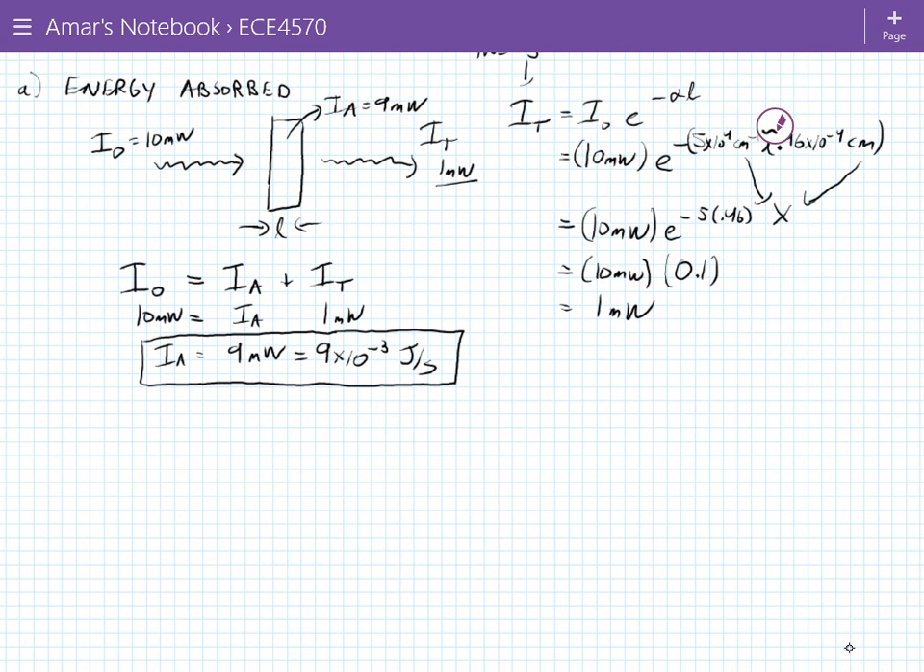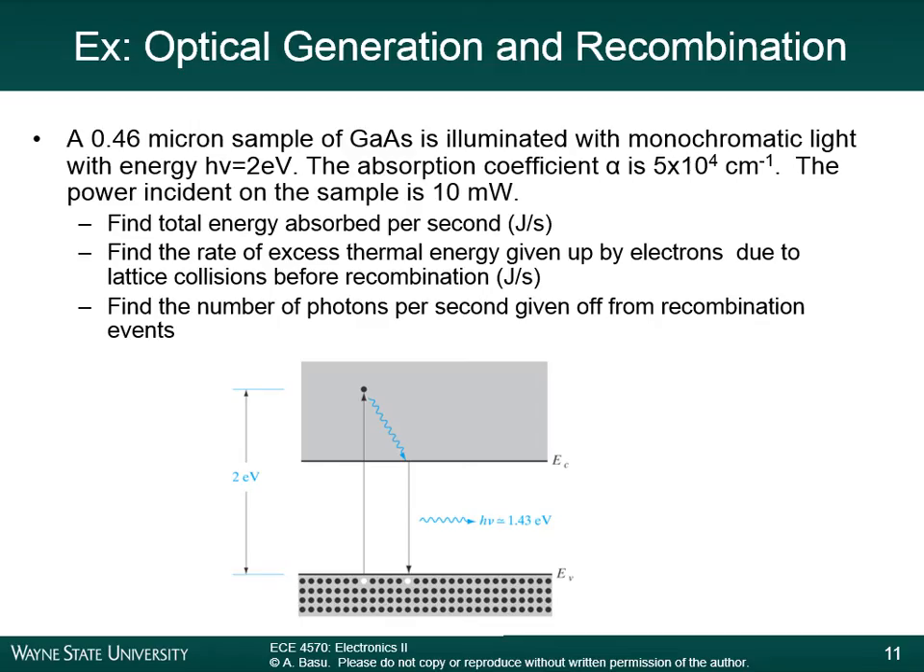All right, the next part of the problem is asking, find the rate of excess thermal energy given up by electrons due to lattice collisions before recombination. So this is just a different way of saying: what's the amount of thermal energy being generated in the material? The rate of heat generation in the material is what the question is asking.